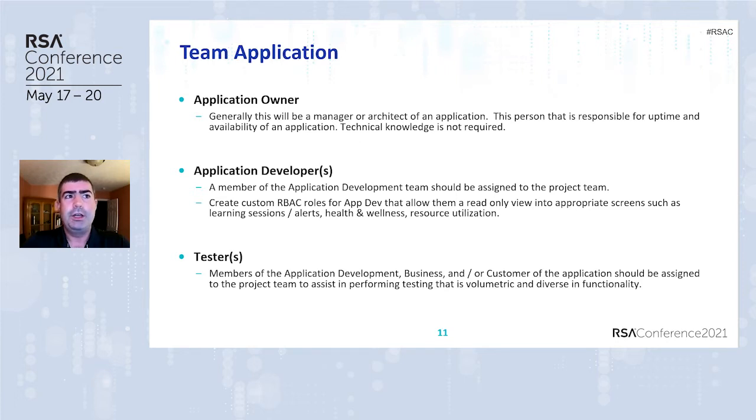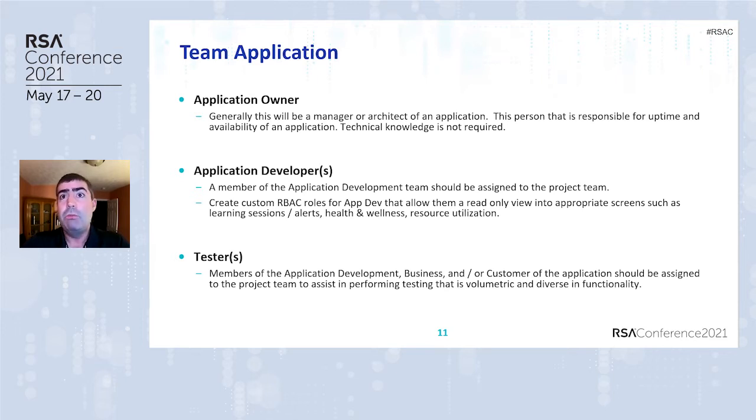On team application, we're going to need to define an application owner. Generally, the application owner is going to be a manager or an architect of an application. This is traditionally going to be the person that the business is going to hold accountable for the uptime of that web environment. They are also going to play a critical role of approving every time we move from phase to phase within the build, tune, support model.